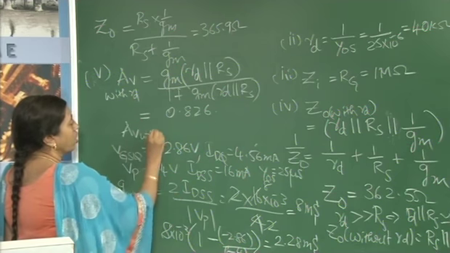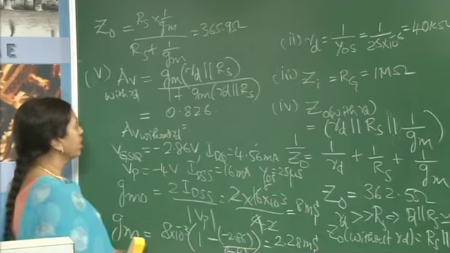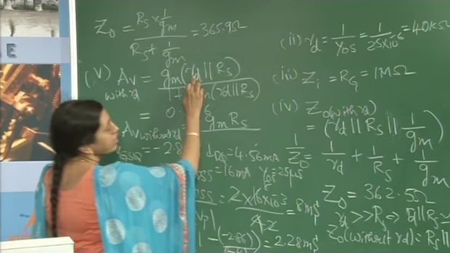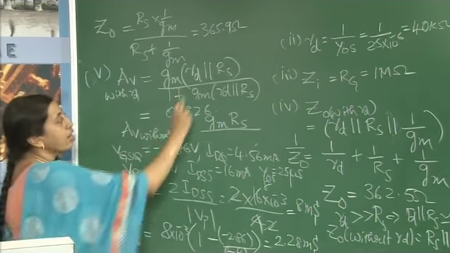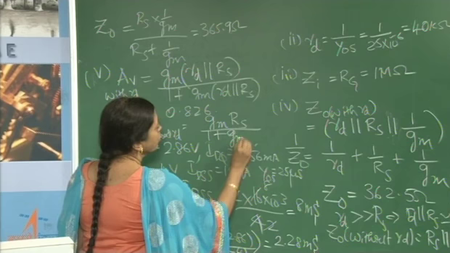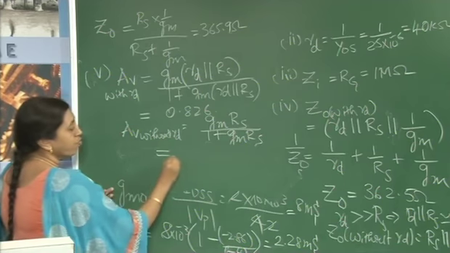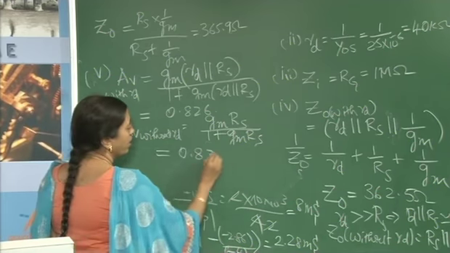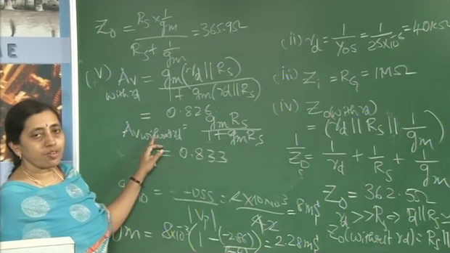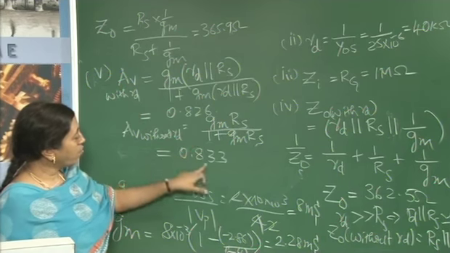Now, let us evaluate what is voltage gain without RD. If we do not consider RD, then the equation becomes GMRS. Since RD is very much greater than RS, RD parallel with RS approaches RS. So, GMRS divided by 1 plus GM into RS. By evaluating this, we find the value of AV is around 0.833. So, there is a marginal increase in the value of AV if we do not consider the effect of RD, as you can note down by the value.